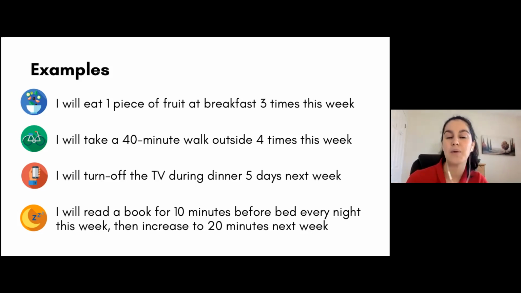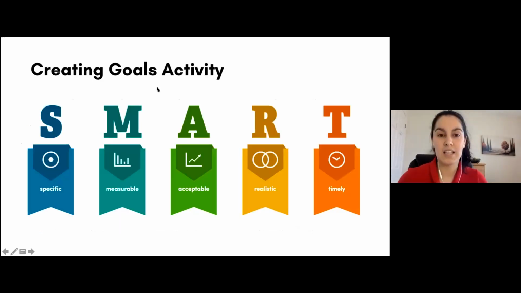The last one I wrote is about sleep. I will read a book for 10 minutes before bed every night this week, then increase to 20 minutes next week. So, writing these goals will help you to progress. And I do encourage you to take some time to sit down and maybe even plan with a friend what are some of the SMART goals that you need to write for yourself.